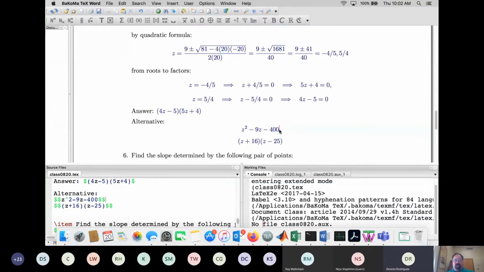Yes, sir. I multiply it, and then I divide the original coefficient into the answers, the 16 and the 25, and then it gives you negative 4 over 5 and 5 over 4.